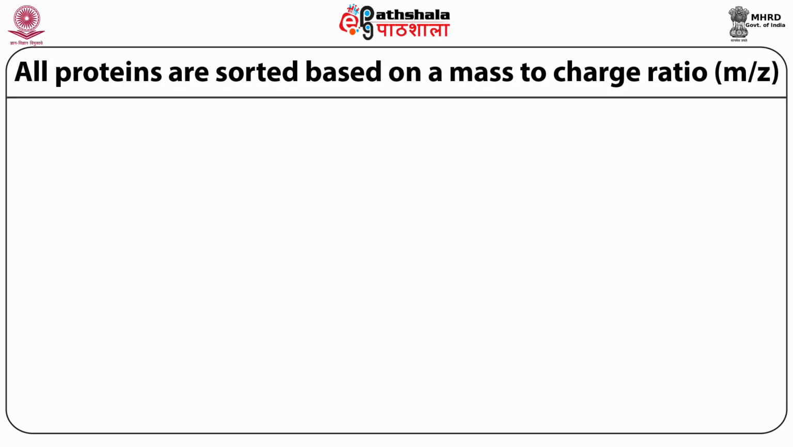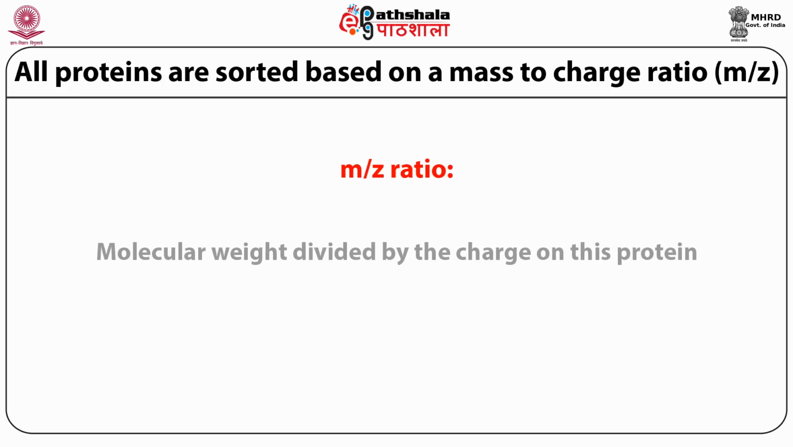It means you will require mass spectrometry also for identification of proteins, and these peptides are sorted on the basis of mass by charge ratio for mass spectrometry. That is the m/z ratio. m is the molecular weight divided by the charge on this protein.